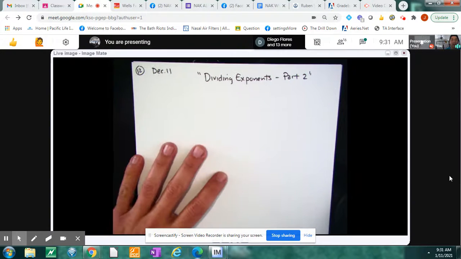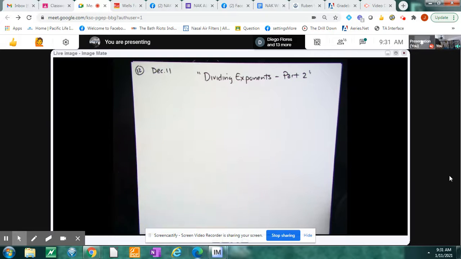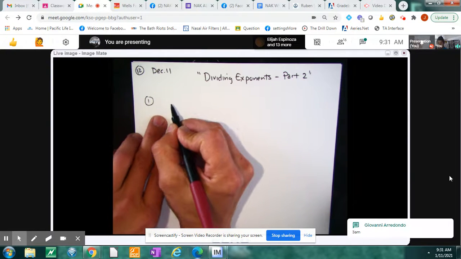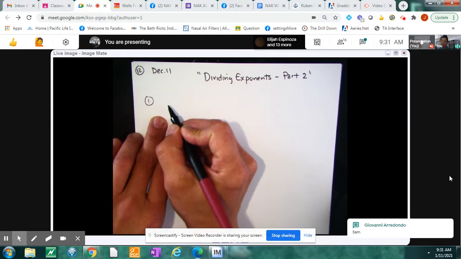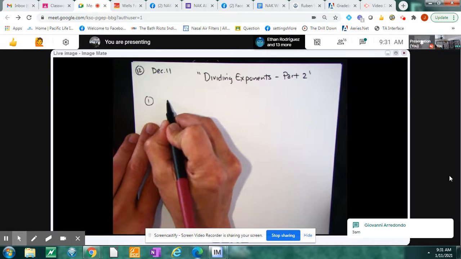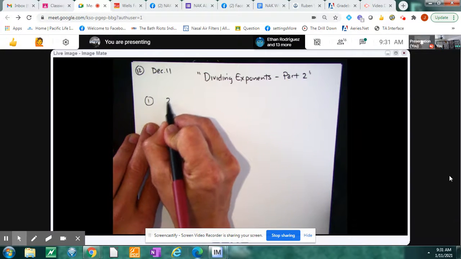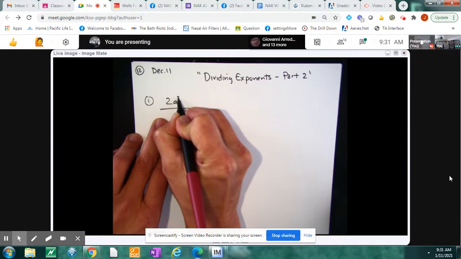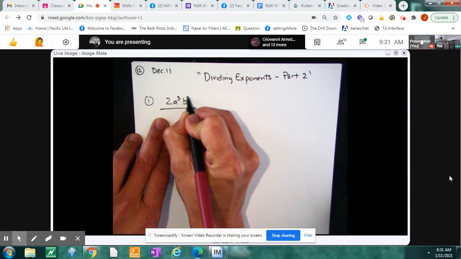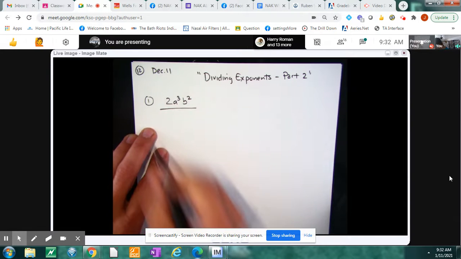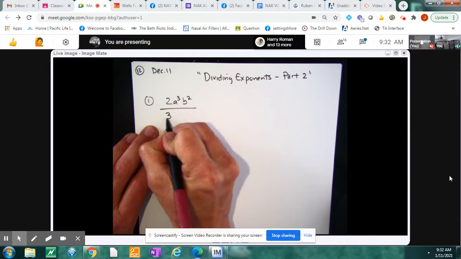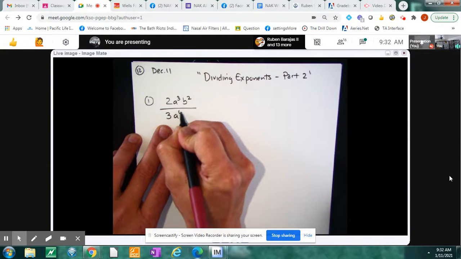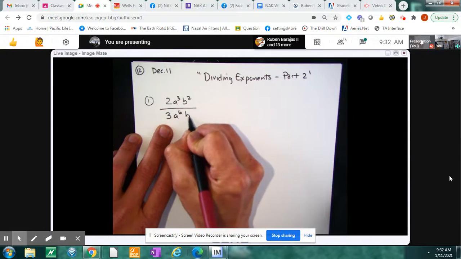So this is dividing exponents part two. The first one we're going to do is two a to the third, b to the second, all right, divided by three a to the sixth, and then b.